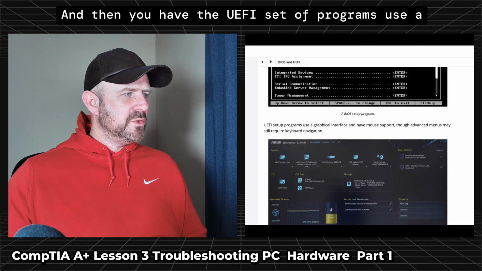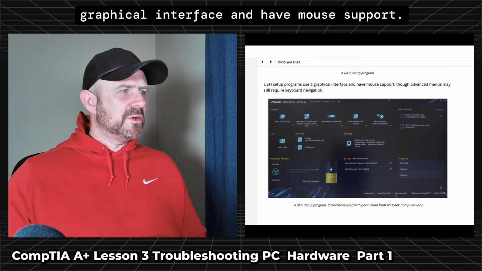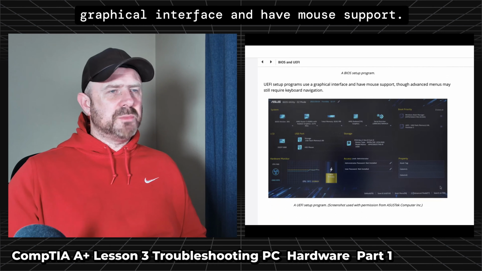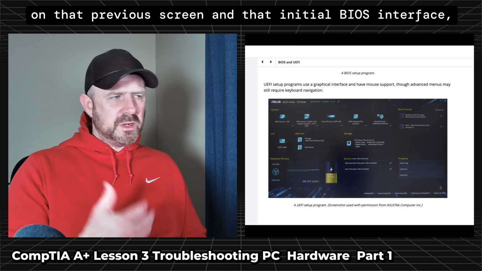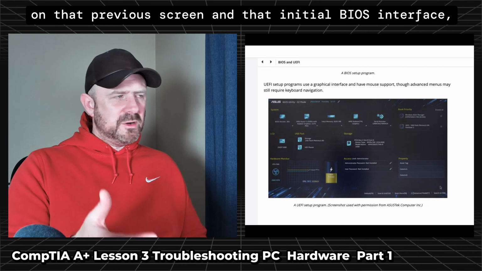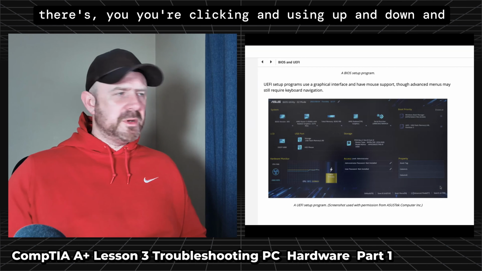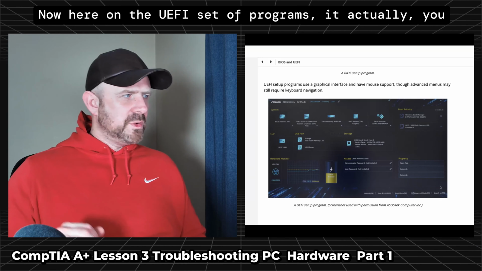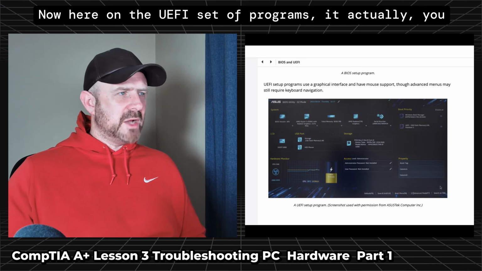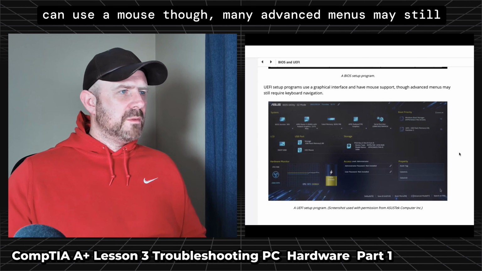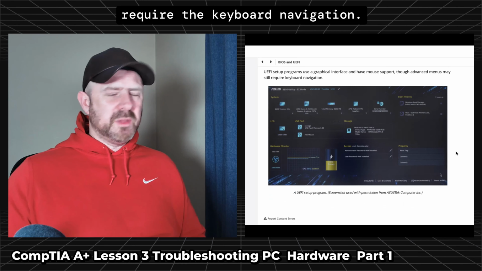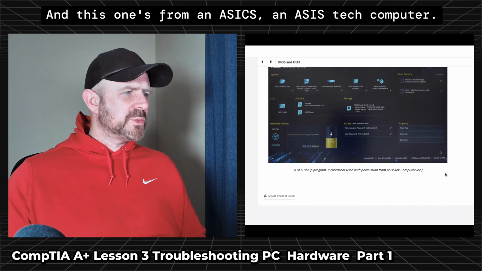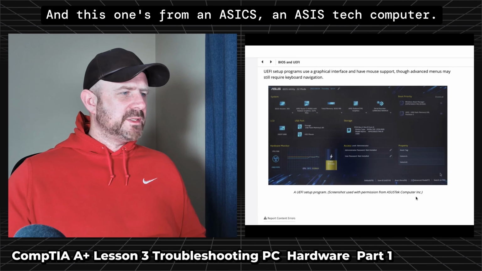And then you have the UEFI setup programs, which use a graphical interface and have mouse support. So on that previous screen, in that initial BIOS interface, you're using the up and down arrow keys to move around and navigate. Now here on the UEFI setup programs, you can use a mouse, though many advanced menus may still require keyboard navigation. This one's from an Asus Tech computer.